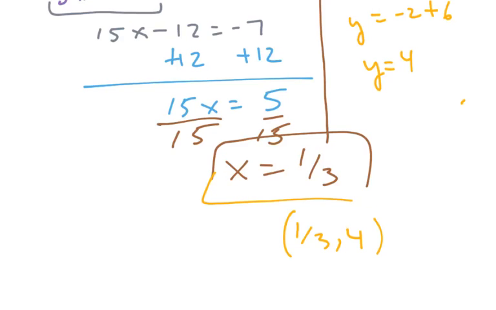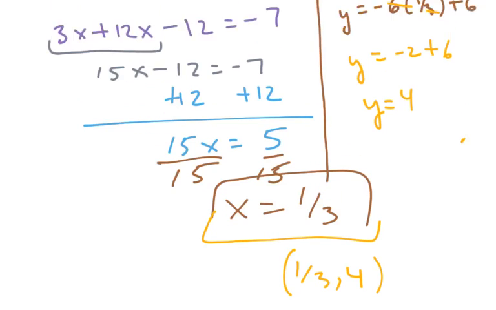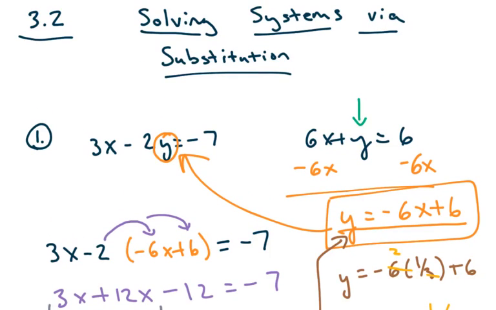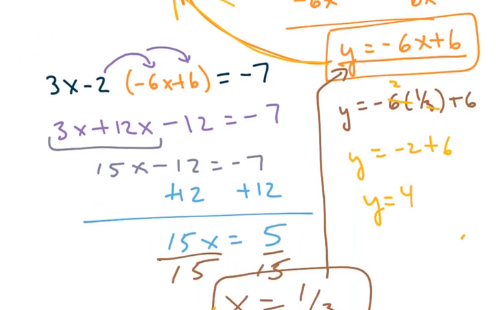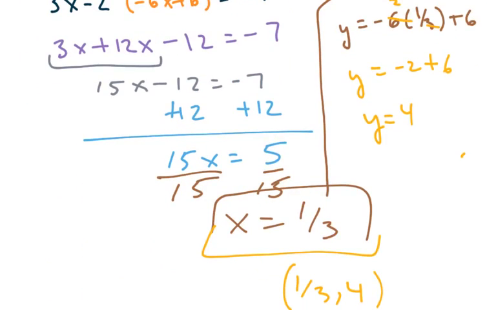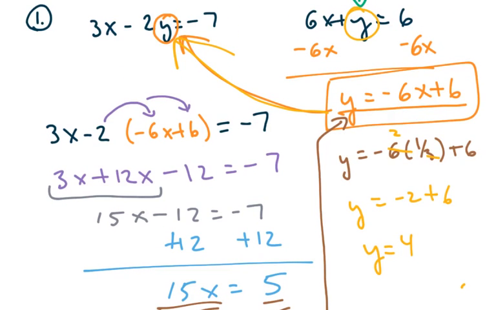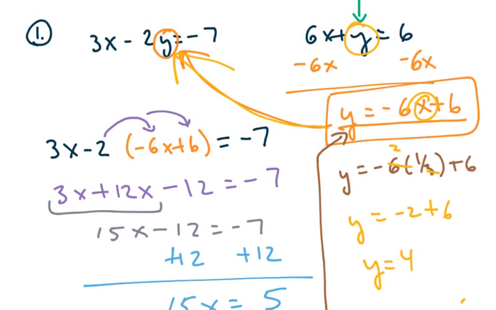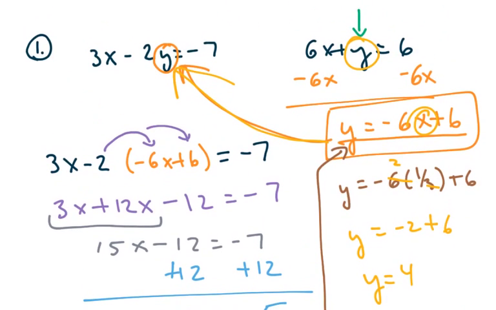So again, what you do is you isolate one variable. We chose y here to isolate because it was the easiest one. Substitute it back into the other expression, or other equation rather. Solve, you'll get an x value. Take that x value, plug it back in, and that'll produce your y value. And you can take your value of 1/3 and 4, and you can substitute it back into both equations to prove to yourself that it's true.